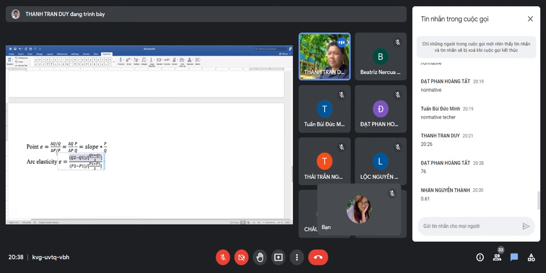This one is the midpoint method, right? So we have two ways to calculate elasticity. One way is to use the point elasticity. If we have one point and we have the slope of the demand curve or supply curve, you can easily find the elasticity. However, in case we have two points, then we use the midpoint method. Okay? Is it okay with this?